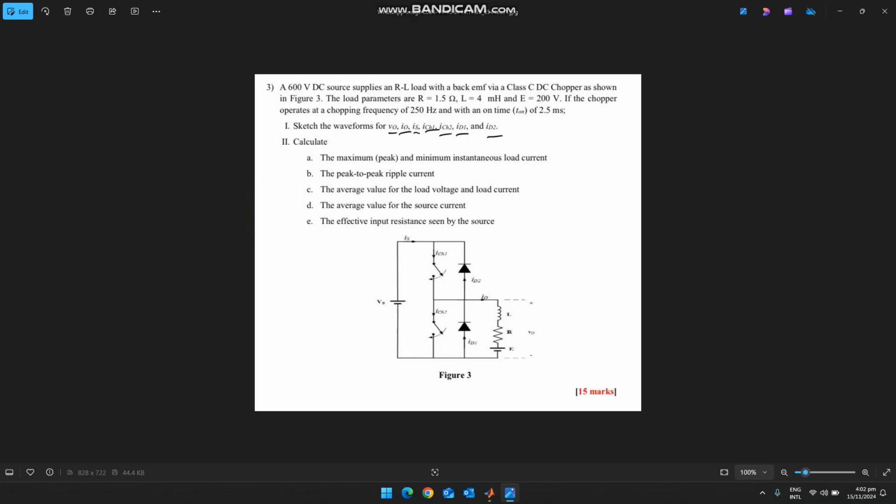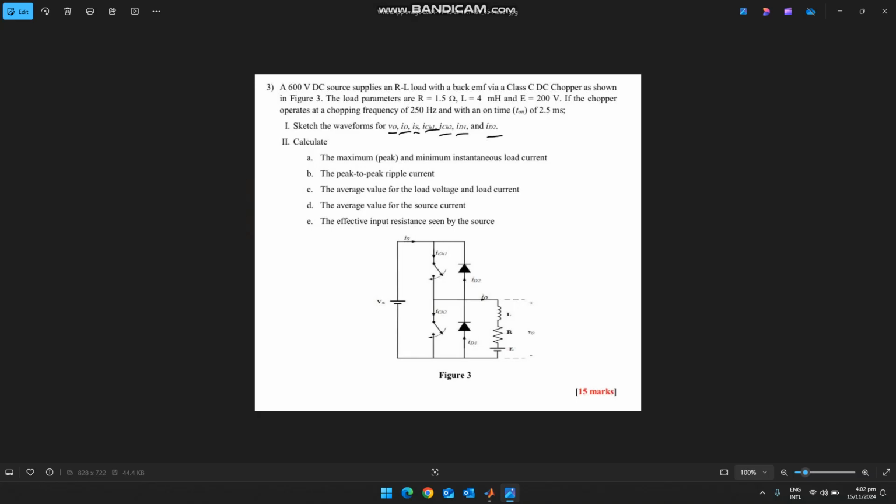Okay, and one more thing: if we close this and close this, what will happen across the voltage source? The source current will flow from here, and there is also a closed circuit, so it will also flow here. So there is a short circuit across the source, which we don't want.